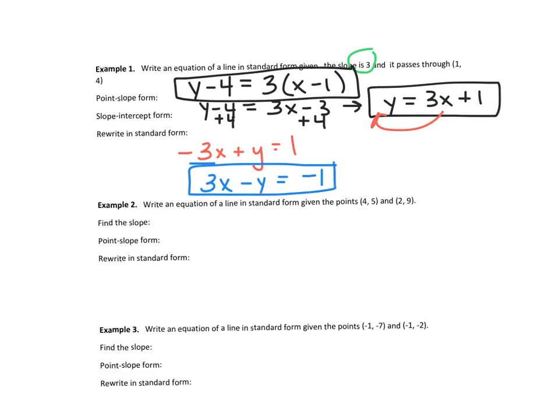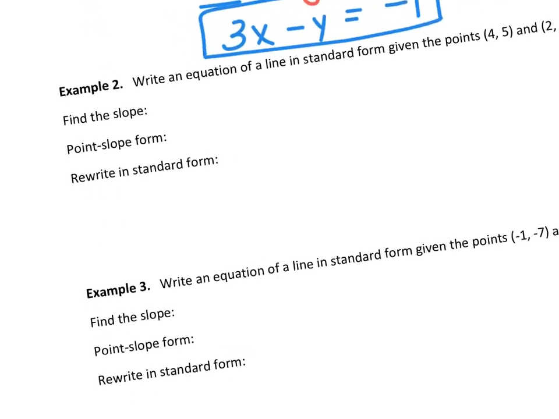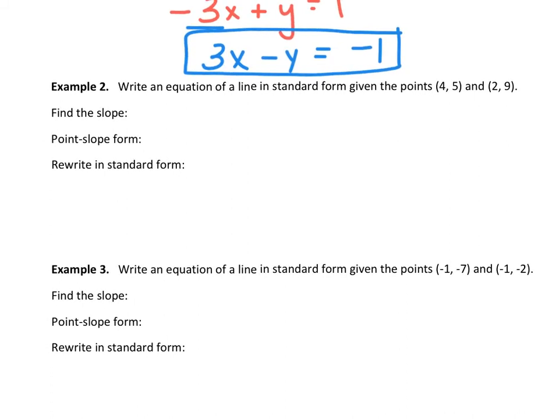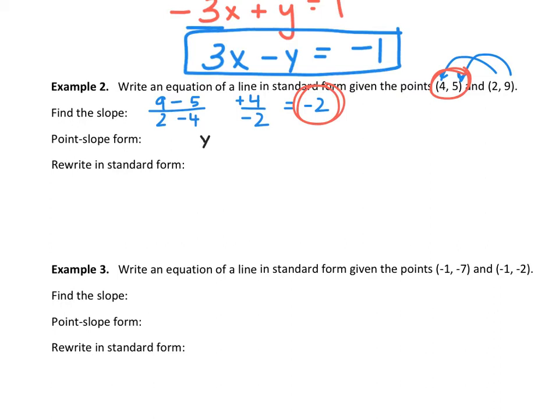I'm going to show the progression on the next one. This time you're given 2 points. It's okay, you can still find the point-slope form by finding the slope. The slope is y2 minus y1, so 9 minus 5 over 2 minus 4. This is 4 over negative 2, which is negative 2. Then you can pick either point. I'm going to pick this point with this slope and write it in point-slope form. So it's y minus 5 equals negative 2 times x minus 4.